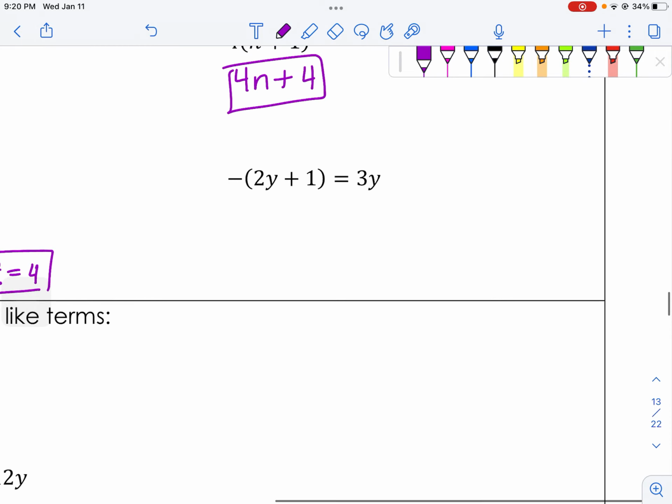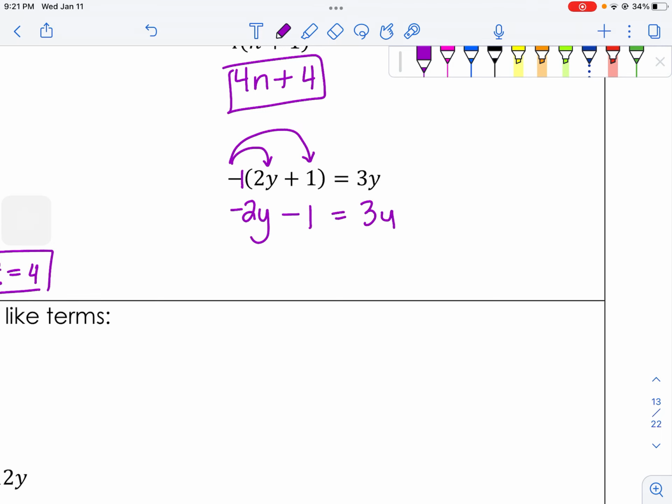Okay, when we have just this negative symbol out in front here, that's like having a -1. So now I'm going to distribute that. -1 times 2y is going to make it -2y because it's negative times positive. Then -1 times +1 is going to be -1. And then I have an equal sign and 3y.